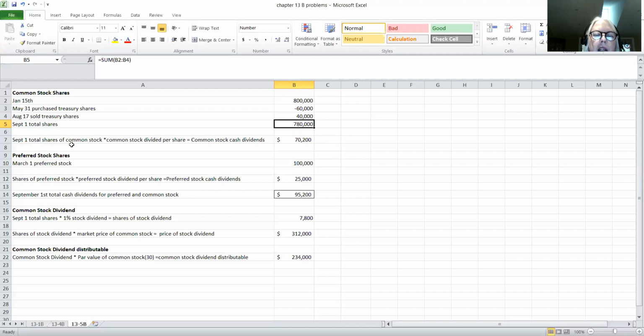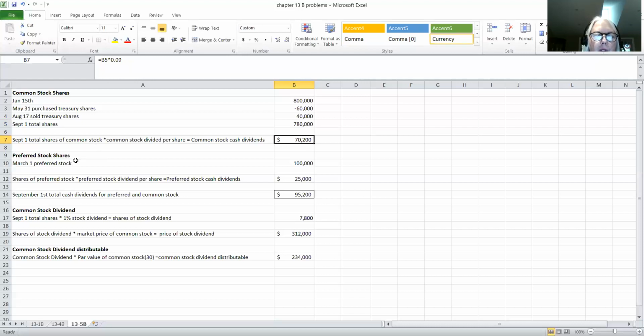To calculate the dollar amount of the dividends for the common stockholders, we take the total shares of common stock and multiply it by the common stock dividend per share that was given in Cengage. So we took our total shares of 780,000 and multiplied it by the common stock dividend per share, which was 9 cents, and that gives us total common stock dividends of $70,200 that we owe to our common stockholders.